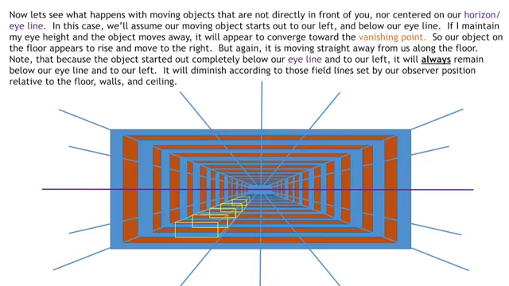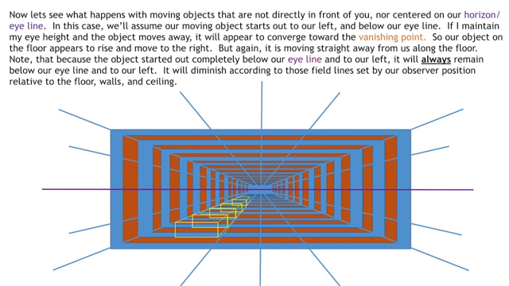So let's see what happens with moving objects that are not directly in front of you or to your left. Let's say they're now below your eye line and to your left. In this case, we'll assume our moving object starts out to our left and below. If I maintain my eye height and the object moves away, it will appear to converge toward the vanishing point. So our object on the floor appears to rise and move to the right. But again, it is moving straight away from us along the floor.